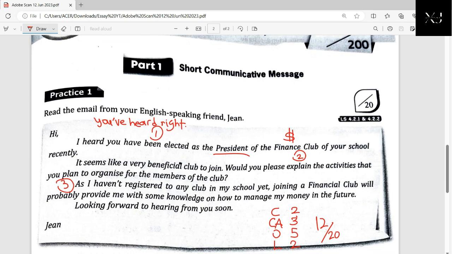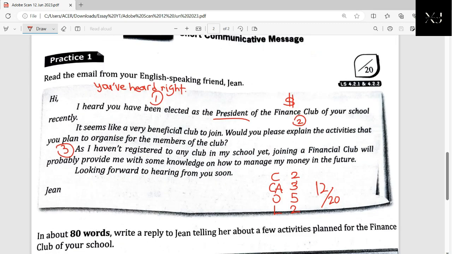Okay, hi, I've heard that you've been elected as the president of the finance club of your school recently. So finance club, finance has something to do with money. Okay, so obviously this is the first thing that we have to respond to. Okay, you can say you've heard right. Okay, it seems like a very beneficial club to join. Would you please explain the activities that you plan to organize for the members of the club? Second thing that you need to respond, okay, by telling John or Jean what activities that you as the president have planned and prepared for the club members of the finance club.